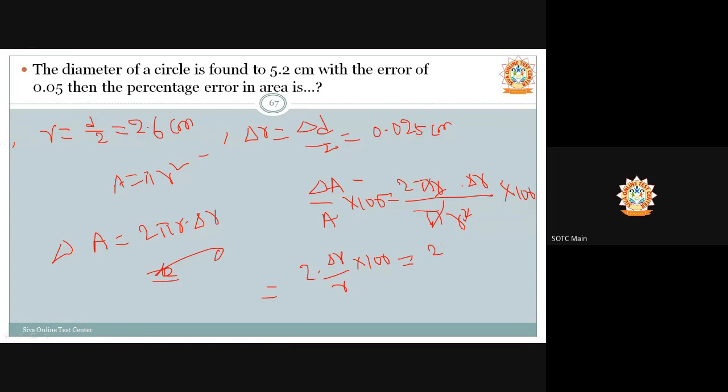Substitute 2 into del r. Del r is 0.025, divided by r which is 2.6, into 100. So 2 into 0.025 is nothing but 0.05. If you multiply with 100, it will come 5. So your answer is 5 by 2.6 percent. This is your answer. Clear?